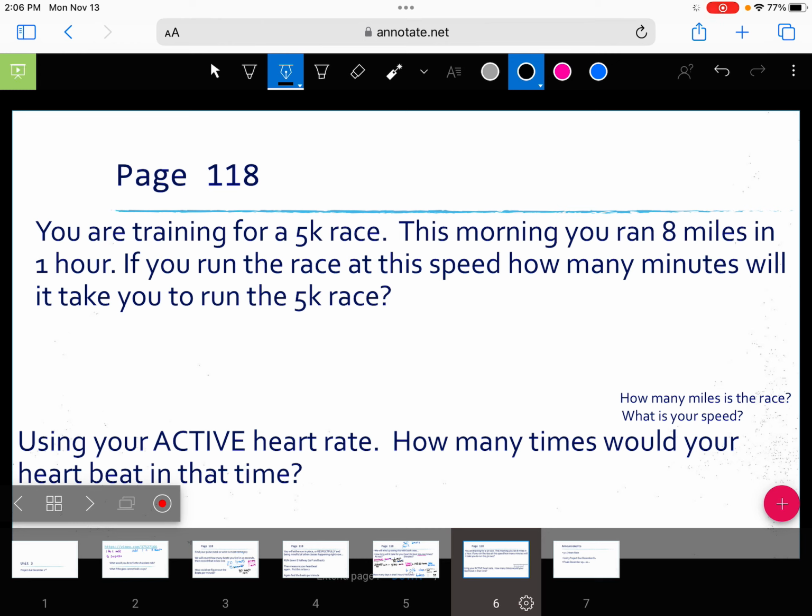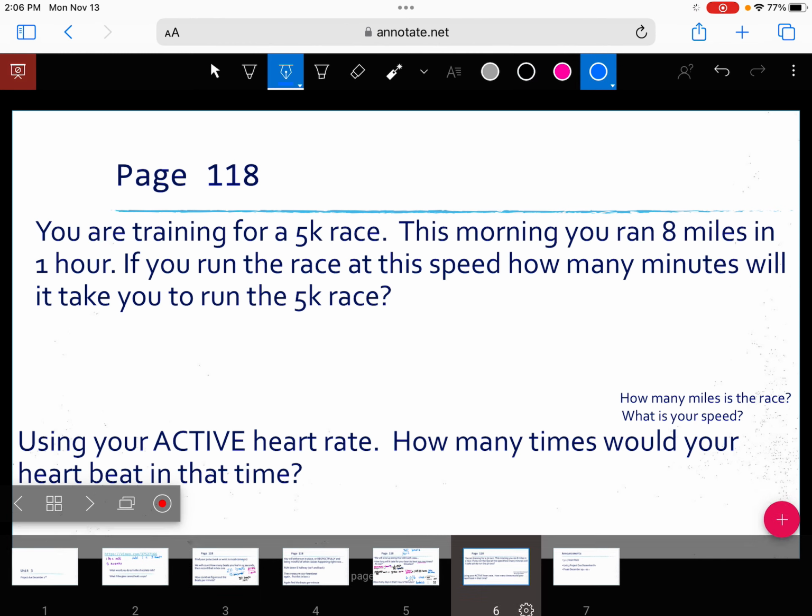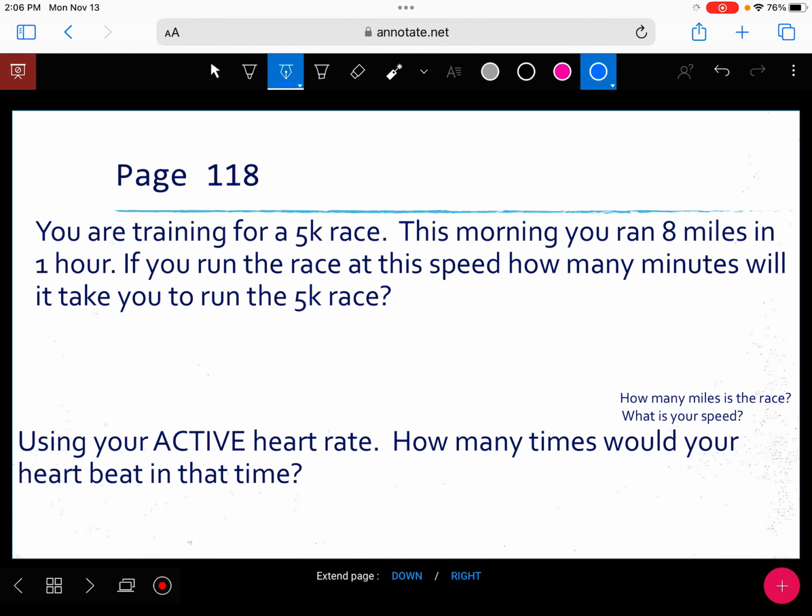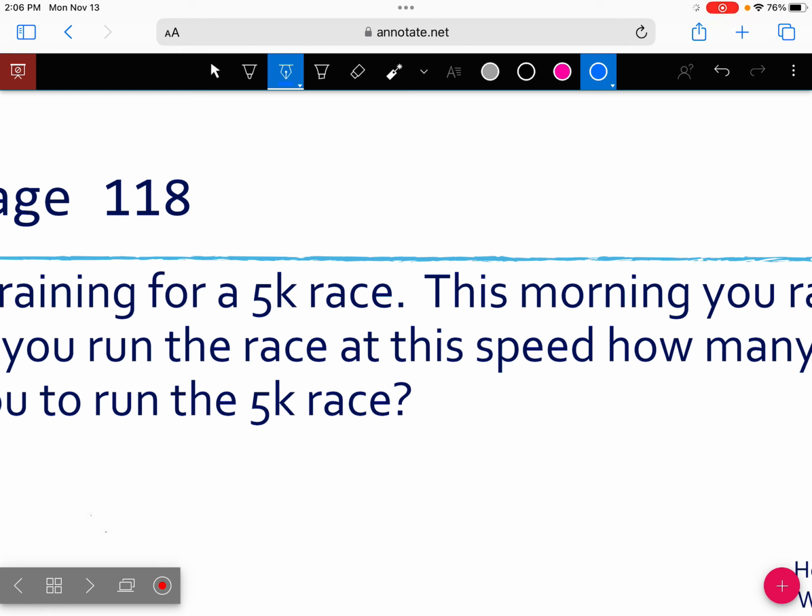We have one more question on this page that looks at things in a slightly different way, but it's using the same thing. You are training for a 5K race, and this morning you ran 8 miles in 1 hour. How long will it take you to run a 5K race? So these are in different units. You either need to know how many kilometers in a mile, or you need to know that a 5K is 3.1 miles.